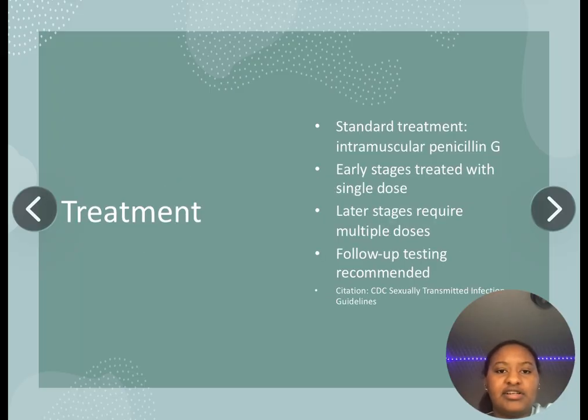A single intramuscular injection of penicillin G is typically enough for early stages of syphilis. More advanced stages require repeat doses. Follow-up testing is essential to ensure that the infection has fully cleared, especially because symptoms may disappear even while the disease continues internally.